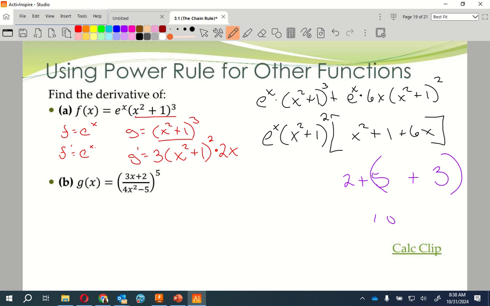Is that going to change it? 8 plus 2 is 10. Okay. Because we had a parentheses here, I still had one left over.